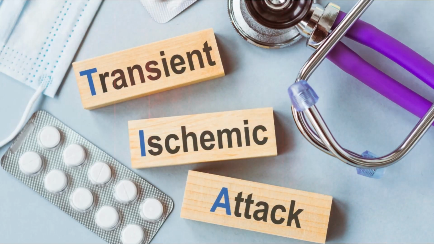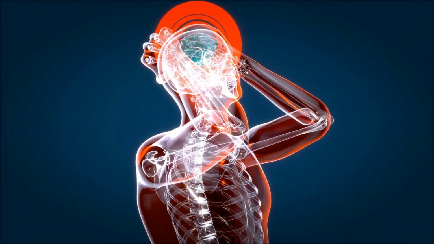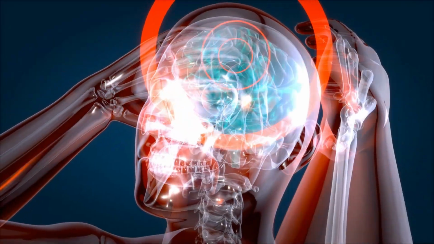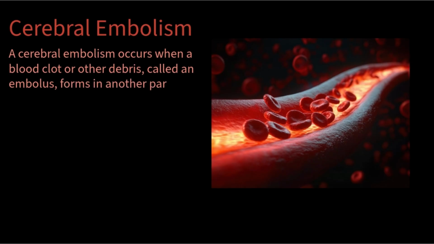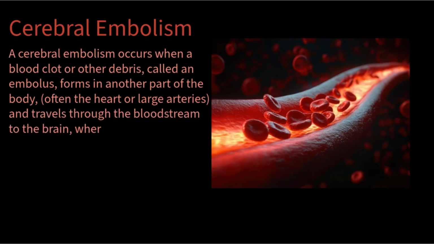The last type of stroke we're going to go over is the transient ischemic attack, or TIA. According to the Merck Manual Professional Version, a transient ischemic attack is focal brain ischemia that causes sudden transient neurologic deficits and is not accompanied by permanent brain infarction or damage. Most TIAs are caused by emboli, usually from carotid or vertebral arteries. Treatment usually involves antiplatelet medications and statins.